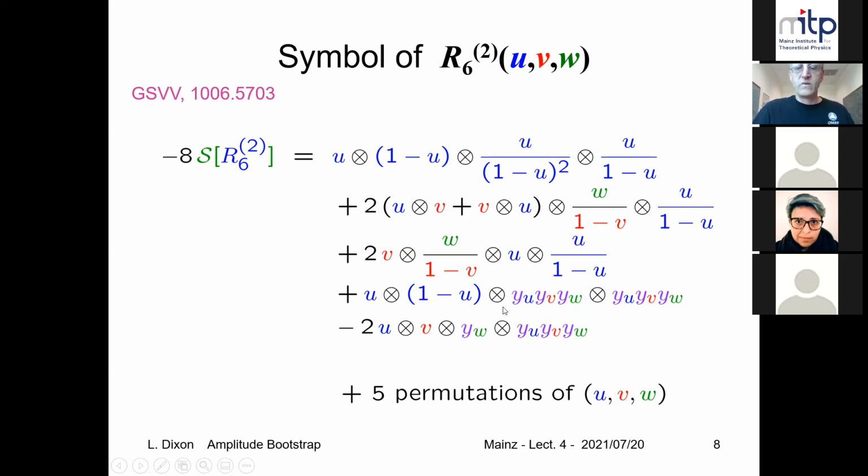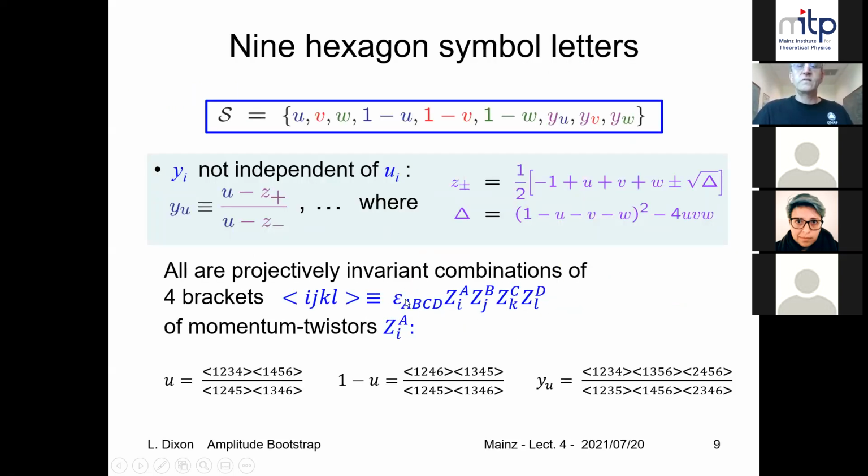So what are these variables YU, YV, and YW? They're not independent of the U's, because there are only 3 kinematic variables. They must be some functions of U, V, and W. And the functions look kind of ugly. For YU, you need to construct U minus Z plus over U minus Z minus. And Z plus and minus in turn involve the square root of a quantity delta, which is cubic in U, V, and W. So it has this quadratic term and then this last term.